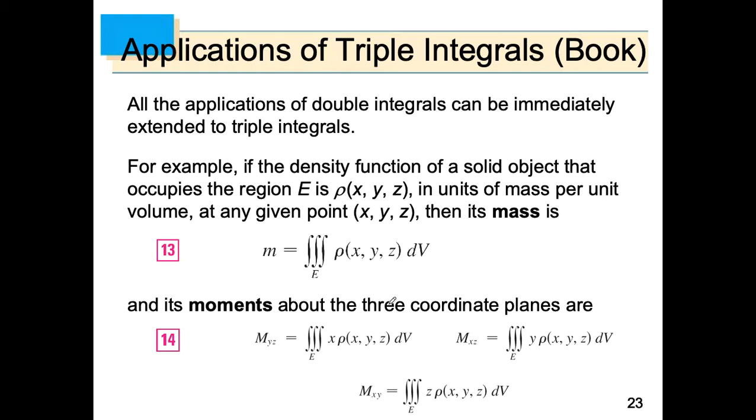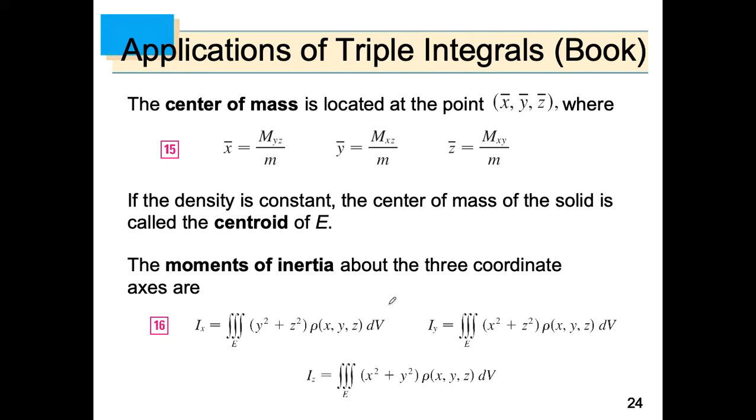Here are some formulas for the mass and the moments. Here are the center of mass formulas. You simply divide the moment about the YZ plane by the mass to find the x coordinate of the centroid. For the y coordinate, you take the moment about the XZ plane divided by the mass, and for the z coordinate of the center of mass, you take the moment about the XY plane divided by the mass. They look simple, but this is a triple integral divided by a triple integral. Here are some extra formulas for inertia for you to see.